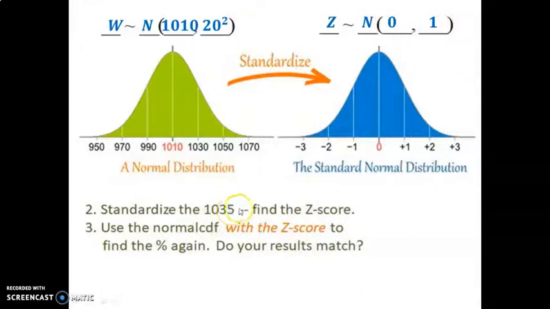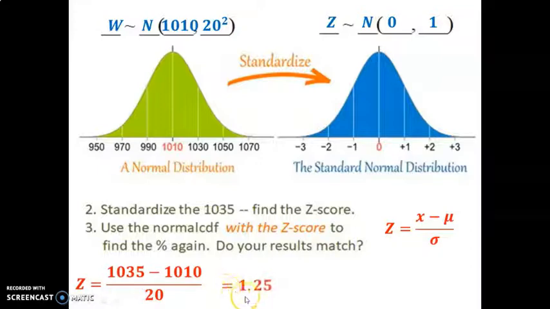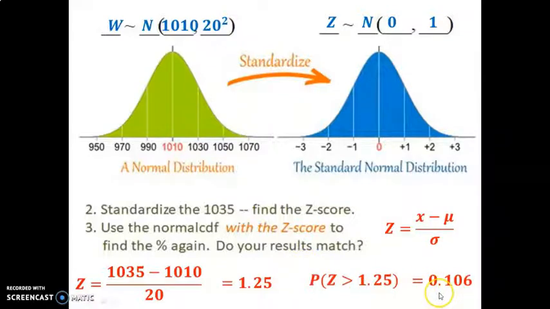Now, question 2, we're going to standardize that, so find the z-score that corresponds to that, and then use your normal CDF with the z-score and this curve, 0 and 1, as your values instead. Do you get the same result? We use that formula, the z-score is calculated, and we get this z-score. So we're looking at 1.25 standard deviations above the mean. When we look at this, when we went to 1035, that makes sense. 1.25 would be right here, and it's 1.25 right here. So this calculated on your calculator will give you exactly the same probability. It's important to know. Let's keep going.